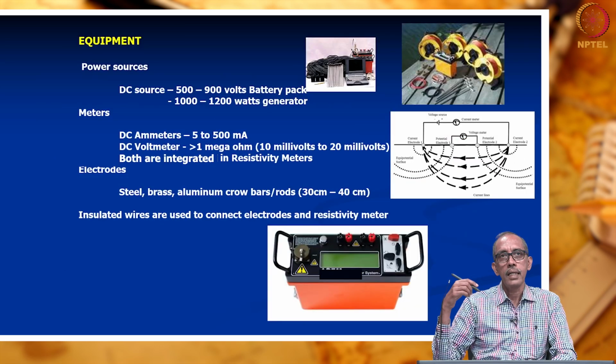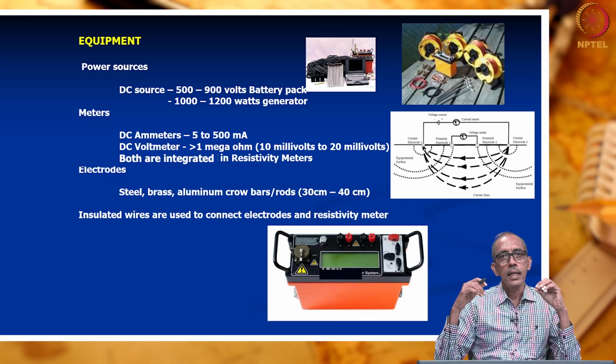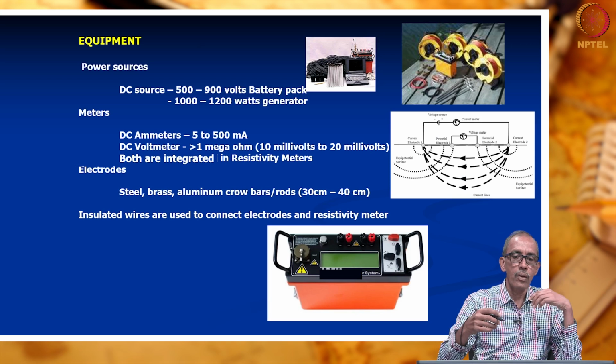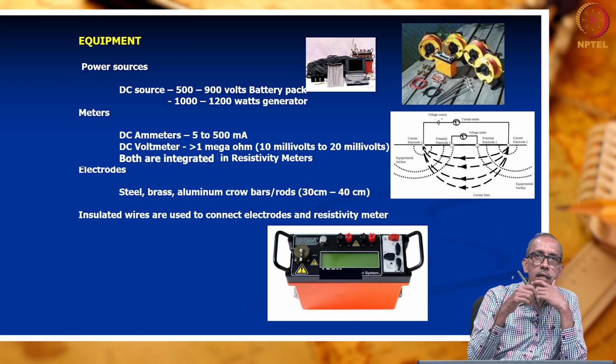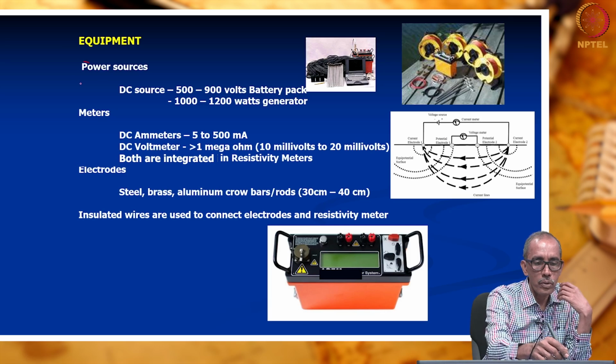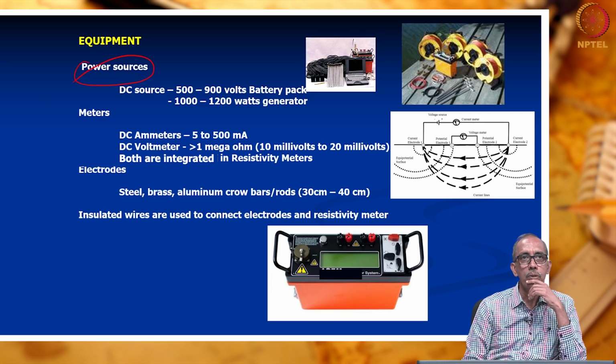Now let us see what instruments are necessary for carrying out the electrical resistivity method. I have been repeatedly telling you it's an active method. What is an active method? We are going to send some signal. Here, the signal we send is current applied into the earth. Obviously, we need a power source.